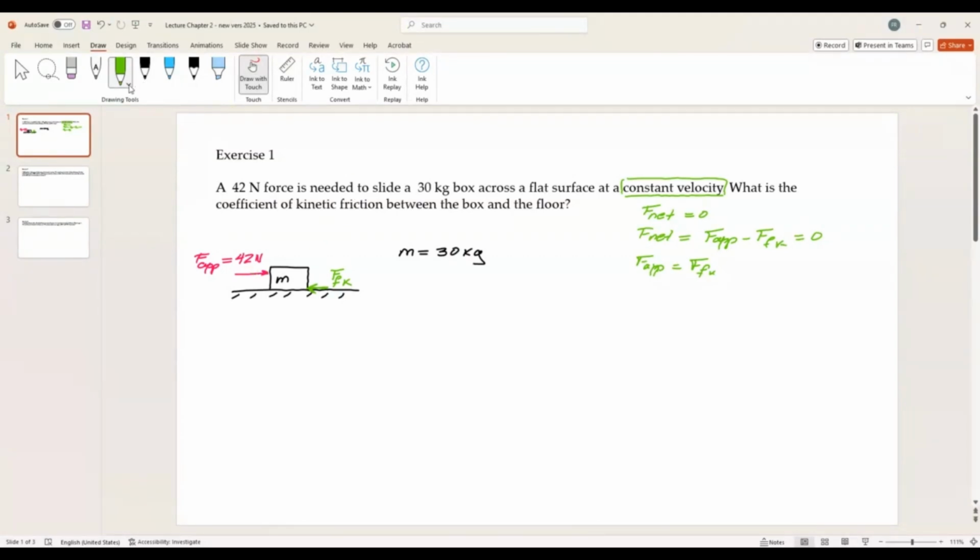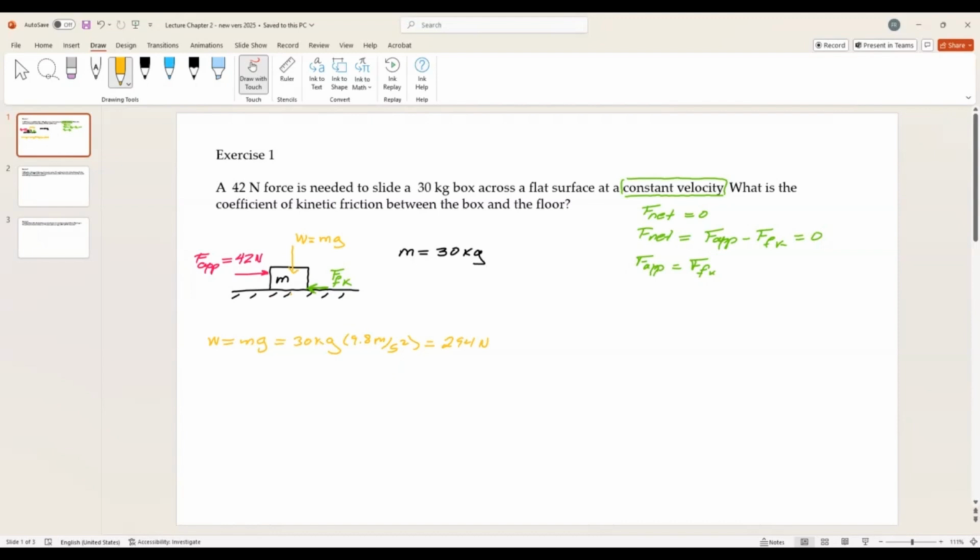Now, what else do we know? Well, we know that there is a weight acting downward that is equal to the product of the mass times the gravity, right? So we can calculate the weight, that is mass times gravity. So it's 30 kilograms times 9.8 meters per second squared. Okay, that will be the weight. And if we calculate that, it would be 294 newtons.